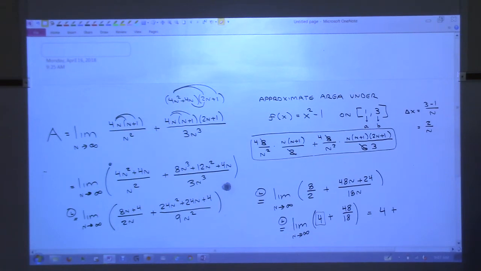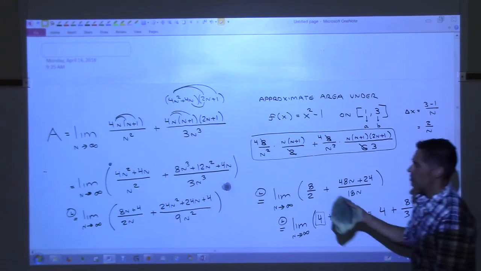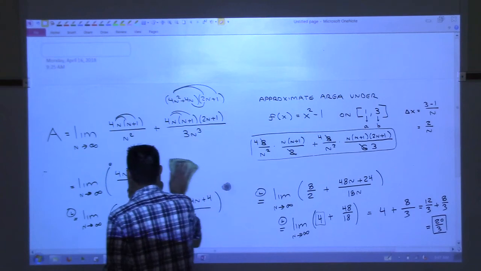So it's 3 on the bottom, and 6 goes into 48 8 times. So 4 plus 8 thirds. With a common denominator of 3, we get 12 thirds plus 8 thirds, which is 20 thirds. 20 thirds is what I'm getting, okay? The true area under that curve is 20 over 3.